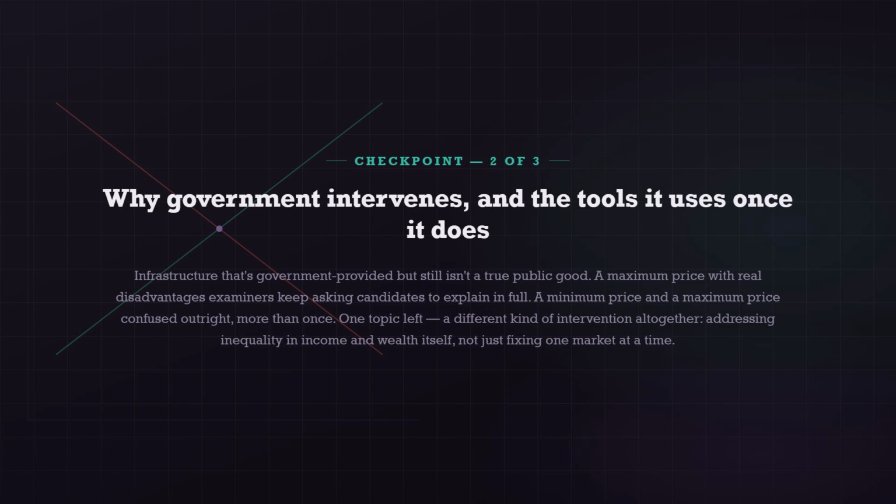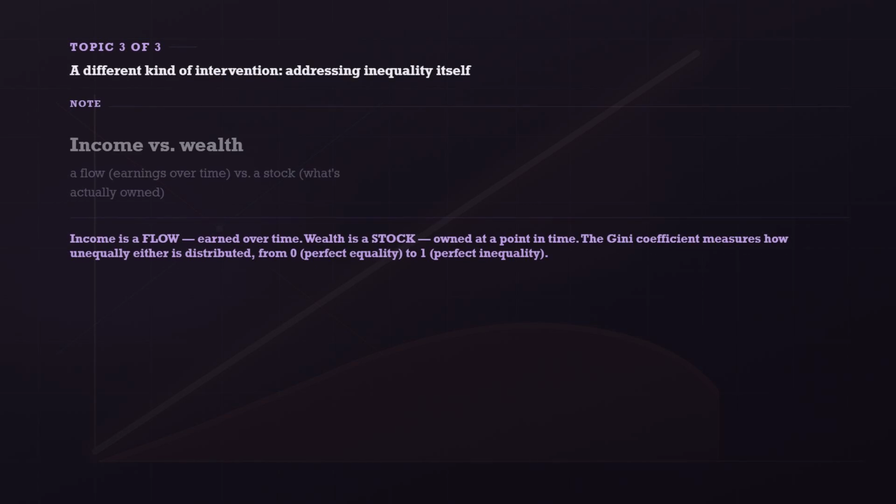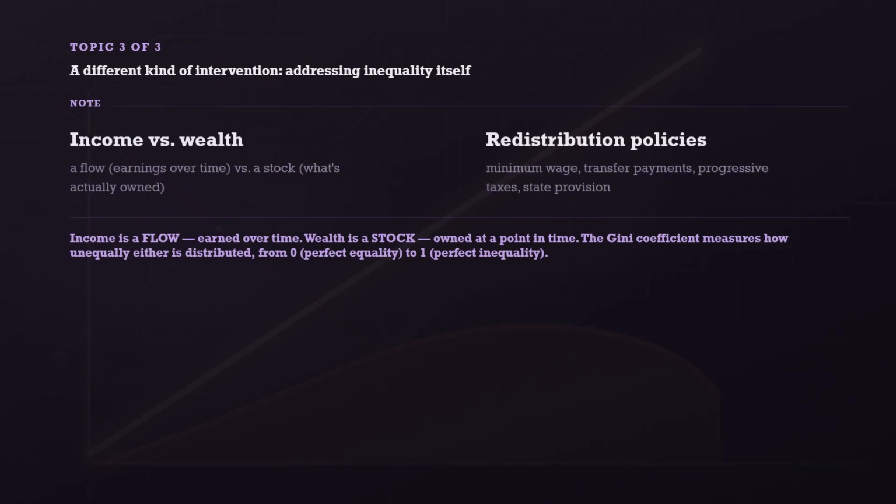How government tries to address inequality in income and wealth itself, not just fix one market at a time. Income is a flow, what someone earns over a period of time. Wealth is a stock, what someone actually owns at a single point in time. And measuring how unequally either one is distributed is the first step before government can try to address it.